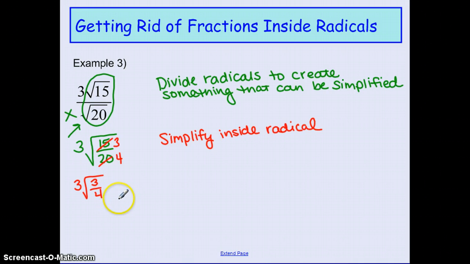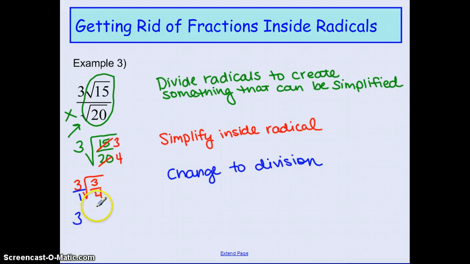Now, we can change this back into division, and hopefully we'll be able to simplify. So when I change to division, we're going to have 3, and we can think of that as 3 over 1, so that's going to be on the top of our fraction, times the square root of 3, and on the bottom of the fraction, we'll have the square root of 4. Now, we can simplify this to get a final answer, because 3 times the square root of 3 is good on top, 1 radical can't be simplified, and instead of 4 on the bottom, we can just write a 2. And so we will have our final answer of 3 radical 3 over 2.